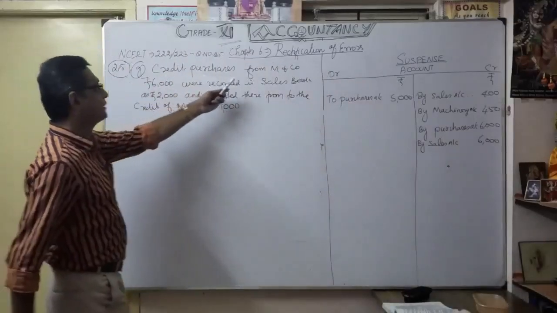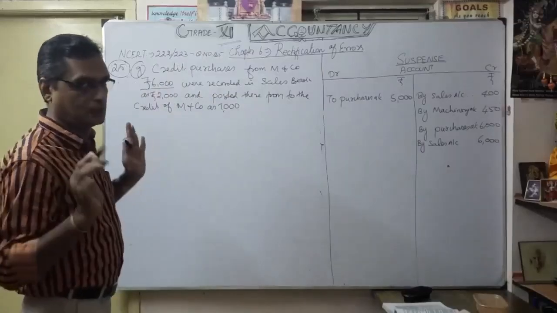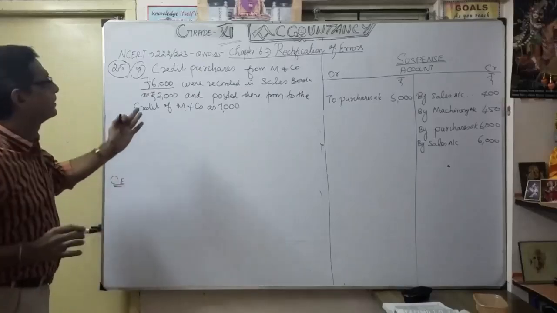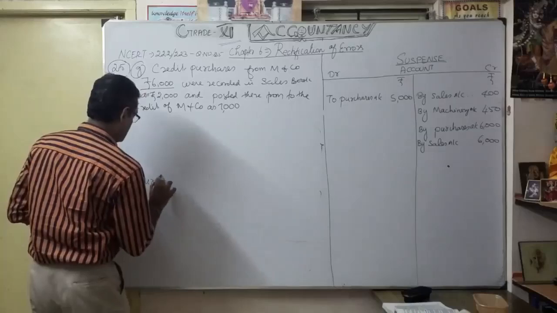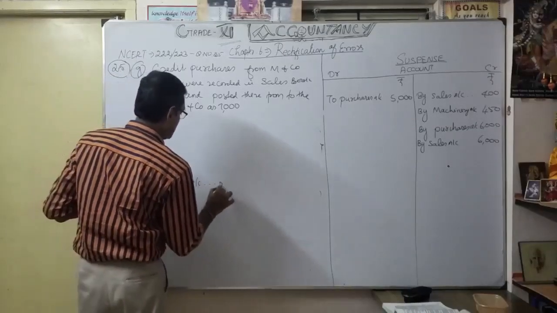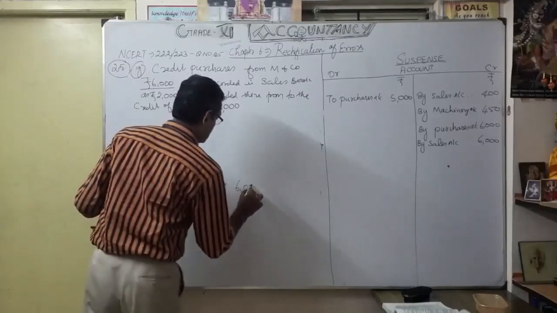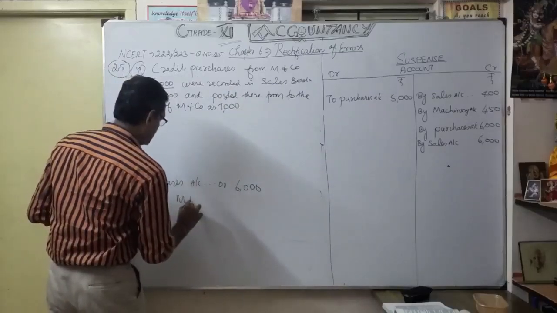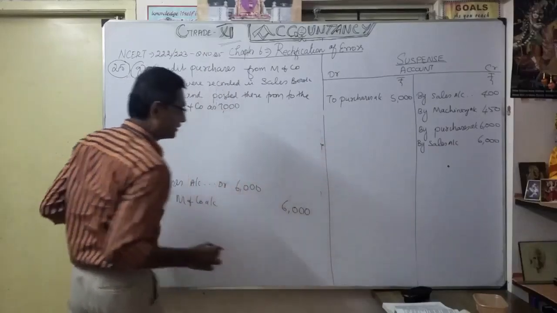Credit purchases from M1 Co, 6,000. Up to this, what happened? So first let's see the correct entry. Then we can understand. So what is that? Purchases from M1 Co. So purchases account debit, how much? 6,000. To M1 Co account, isn't it? M1 Co account 6,000. That's what you want to enter correctly.